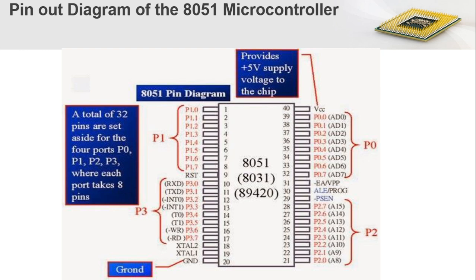The 29th pin is PSEN, which stands for Program Store Enable pin. It is used to read a signal from the external program memory. PSEN, the Program Store Enable pin, is used for reading a signal from external program memory. Okay, and the 30th pin.